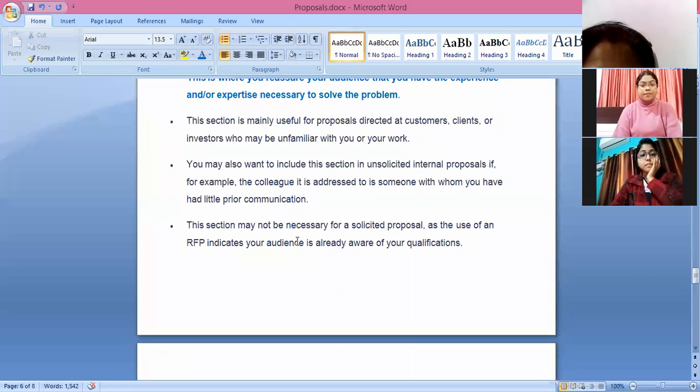This section may not be necessary for a solicited proposal as the use of an RFP indicates the audience is already aware of your qualification. So this is not for use for the solicited, because the person already knows who is working and what are your qualifications.